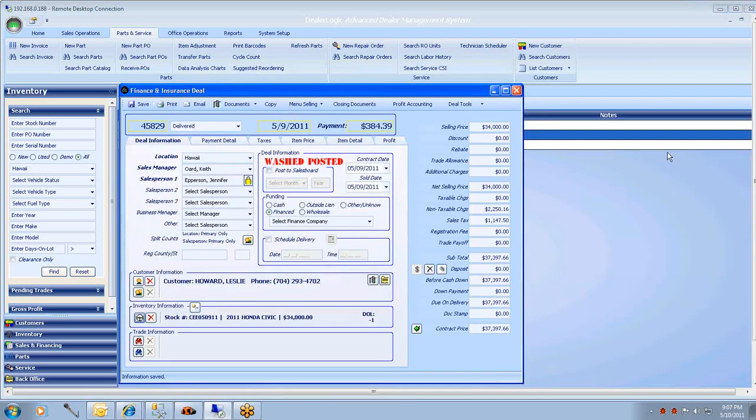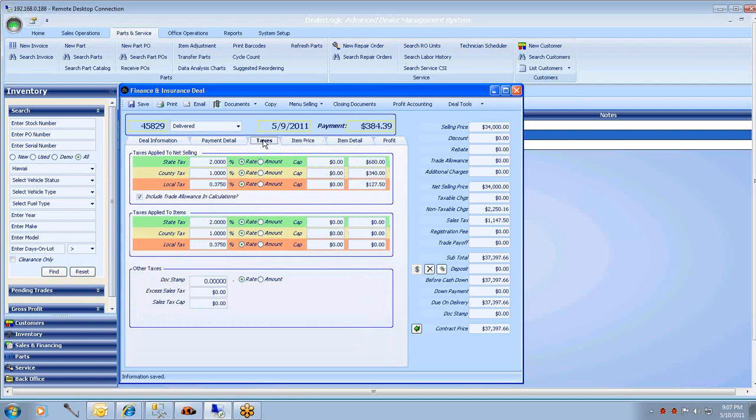Let's look at the other pieces of this deal, and then we'll go to QuickBooks and see how this deal equates in the accounting world. Taxes are calculated at state 2%, county at 1%. That would apply to any trade, which we're not showing a trade here today, and on any items it will be charged at the same percentage.